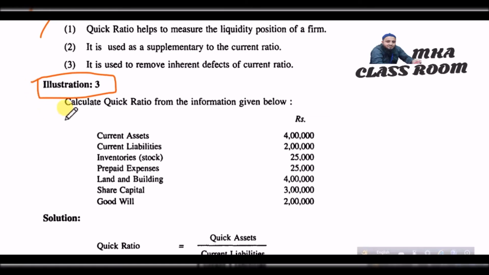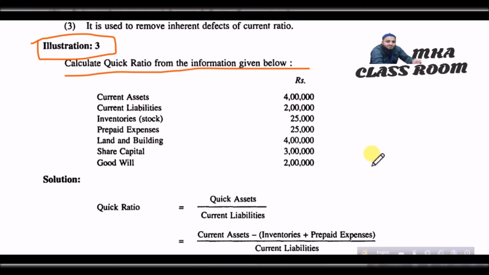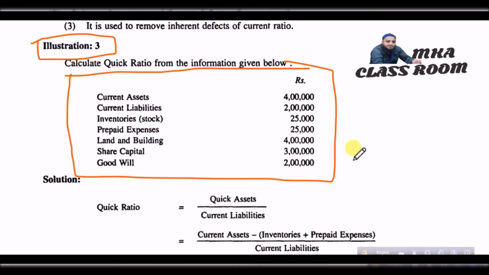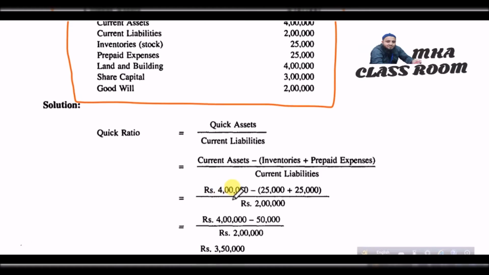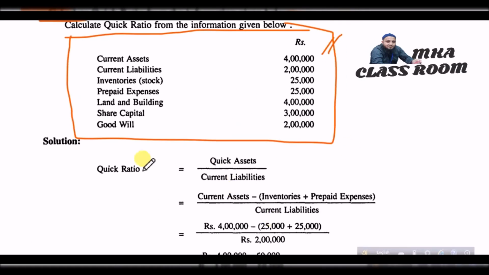Example 3. You have to calculate the quick ratio. Here is the data: current assets, current liabilities, inventories, prepaid expenses, land and building, share capital, goodwill, etc. Then we have to calculate the quick ratio. So we know the quick asset is current assets minus inventories plus prepaid expenses. So here we will see the current assets, minus inventories. Inventories is 25,000 and prepaid expenses is 25,000, divided by current liabilities.